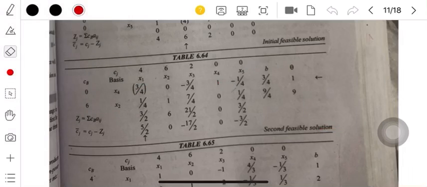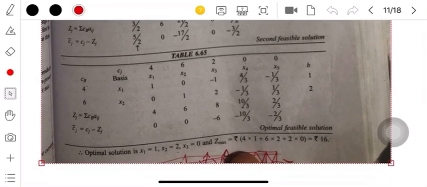In the next iteration you can see x2 has entered in place of x5. Again the value is positive here, 5/2, right? So again x1 is going to enter and x4 is going to leave. So here we have got the optimal solution, which is x1 equals 1. Here you can see all values are either 0 or negative, so we have achieved the optimal feasible solution.